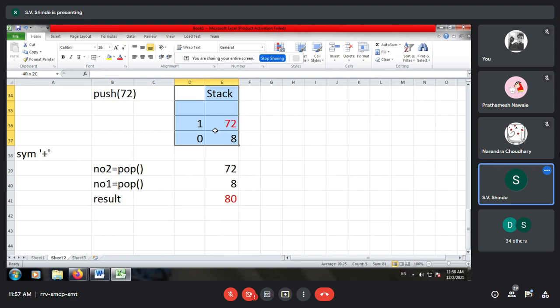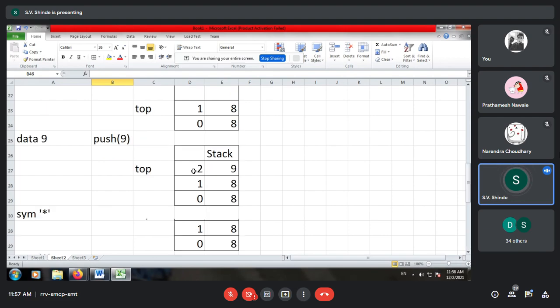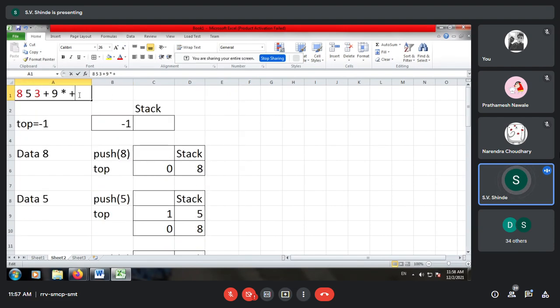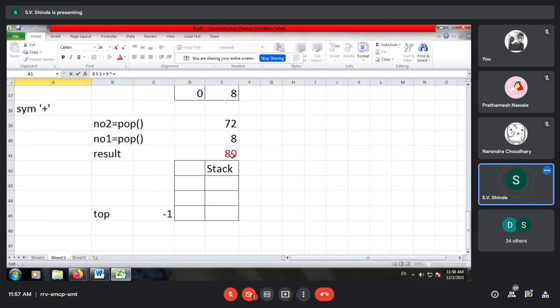So you can see the last position of the stack. So no contents will be there, and hence your top will be at -1. You can assume that your stack is now empty. Also, there is no symbol after the plus symbol, so the expression is completely evaluated, and therefore the final result is nothing but 80.